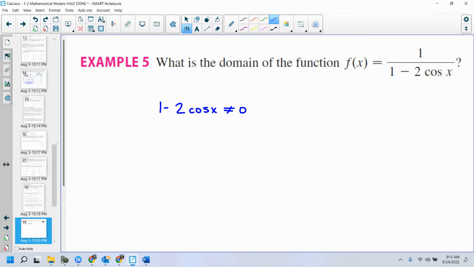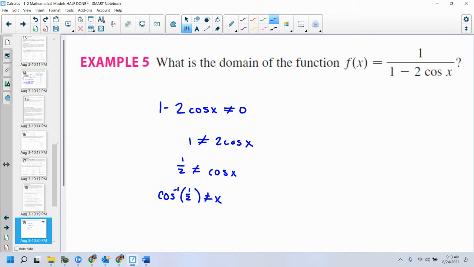So let's just solve that equation for x. Let's add 2 cosine x to the other side: 1 is not equal to 2 cosine x. Divide by 2: 1/2 is not equal to cosine x. And then I'm basically going to solve this. Inverse cosine of 1/2 is this. Without our calculators, what is the inverse cosine of 1/2?